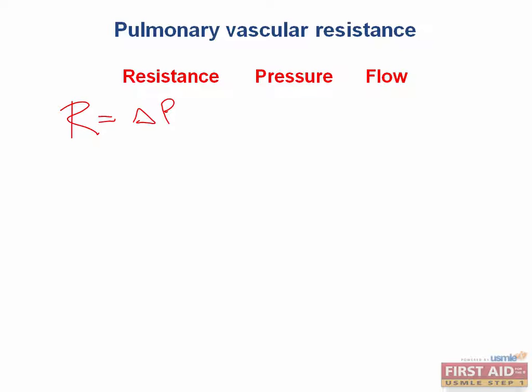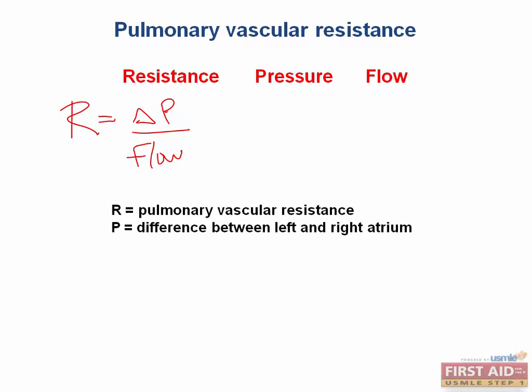Resistance equals the pressure gradient divided by the flow. In this case, R is the pulmonary vascular resistance. The pressure gradient, or delta P, is the difference in pressure between the pulmonary artery and the left atrium, and Q, or flow, is the cardiac output. Pulmonary vascular resistance is directly proportional to viscosity, which is represented here by the Greek letter eta, and inversely proportional to the radius to the fourth power. This means that the radius is the most important contributing factor to resistance.